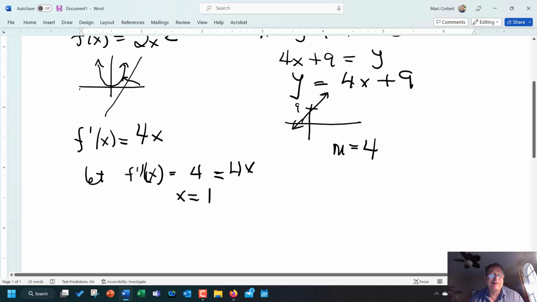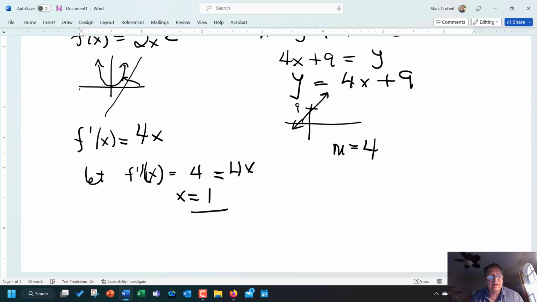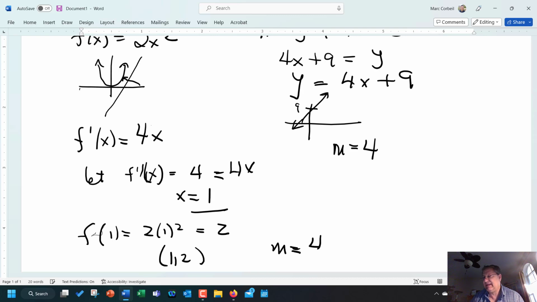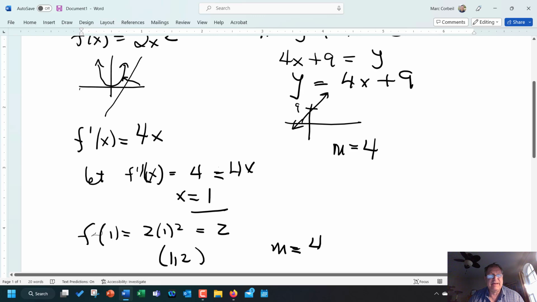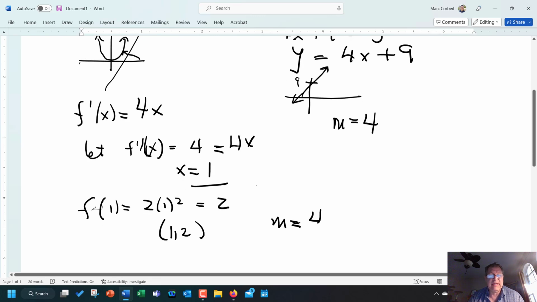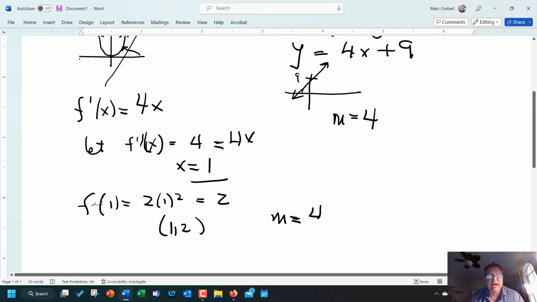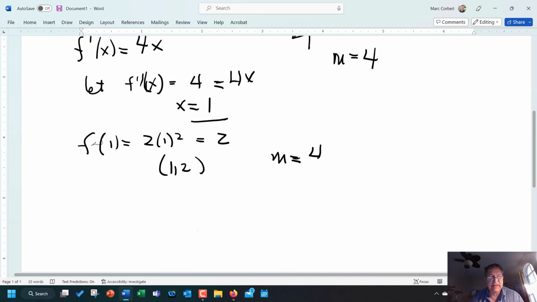So at x equals 1, this curve is going to have a slope of 4. Well, that means we also have a value on the curve. So if I do f of 1, that'll be 2 times 1 squared. That'll be 2. So at the point (1, 2) on the curve f of x, I'm going to have the slope of 4. So I did that analytically. That also tells me what my line will be at that point. It'll be a line with slope 4 going through the point (1, 2). So I can write that out.